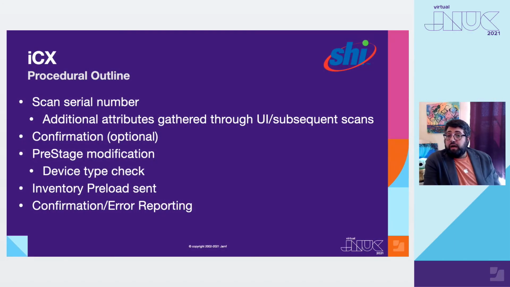That being said, what we basically looked at for ICX, this is just an outline of the procedure. Serial number gets scanned along with any other attributes. We do usually have a confirmation step, though certain builds we don't do that for if it's a very rapid-fire sort of thing. Then pre-stage modification and a check of the device type. We'll get back to why that's important later. Then sending up an inventory preload of information about this device, and a confirmation piece along with some error reporting.